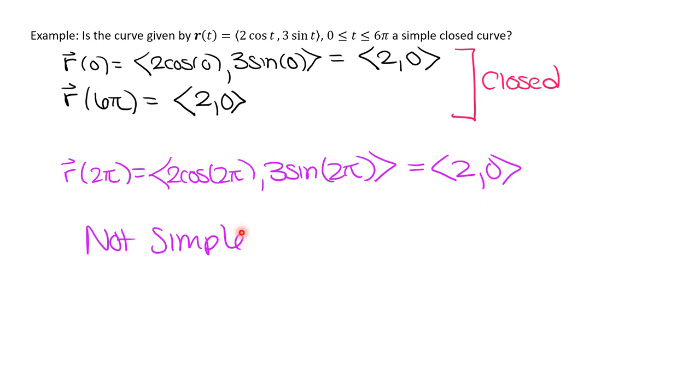And so this is not a simple curve because it actually repeats itself. In this case, it just goes over the same loop over and over again. But potentially if you get the same value, maybe it crosses itself. Regardless, I was able to find a value of t that gave me the same output as other values of t. And so therefore, it is not a simple curve. So it's not a simple closed curve.